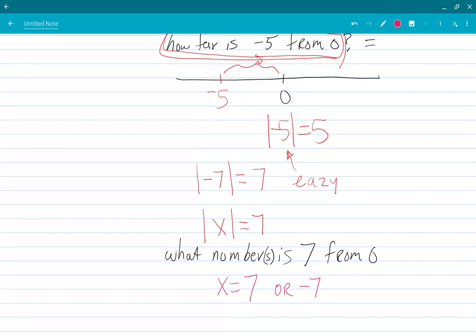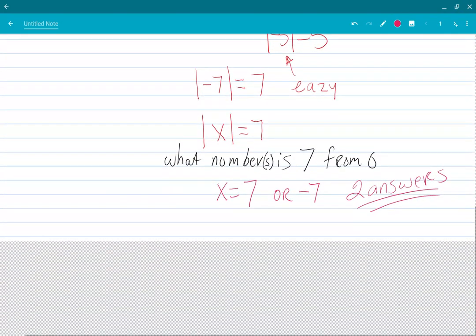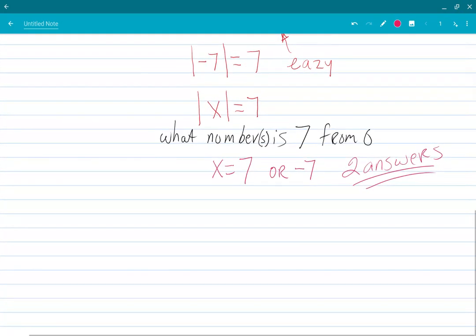See how the question changed? When the x is inside the absolute value, it means what number is 7 from 0? And both of them are 7 from 0. So how many answers are there? Okay. All right, let's do 2 more of these and then we're going to start graphing this, okay?